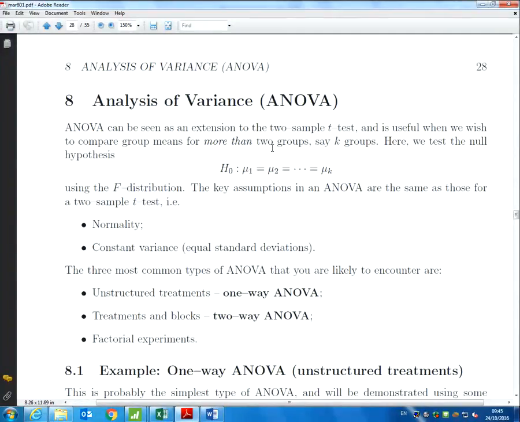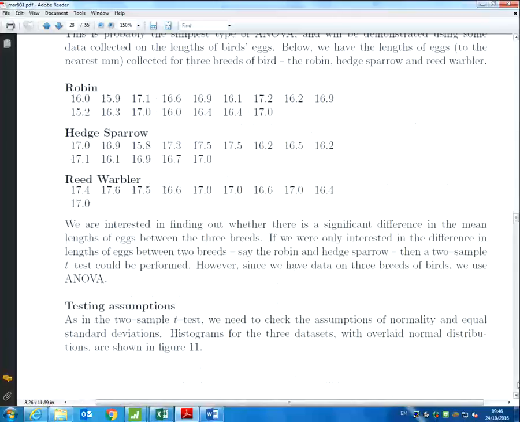Your null for a two-sample t-test, mu1 equals mu2. What about if you've got k groups? What's your null? All the means are the same. Same assumptions as a two-sample t-test: normality, and also equal variance. So in the notes you've got an example of a one-way ANOVA, and an example of a two-way ANOVA.